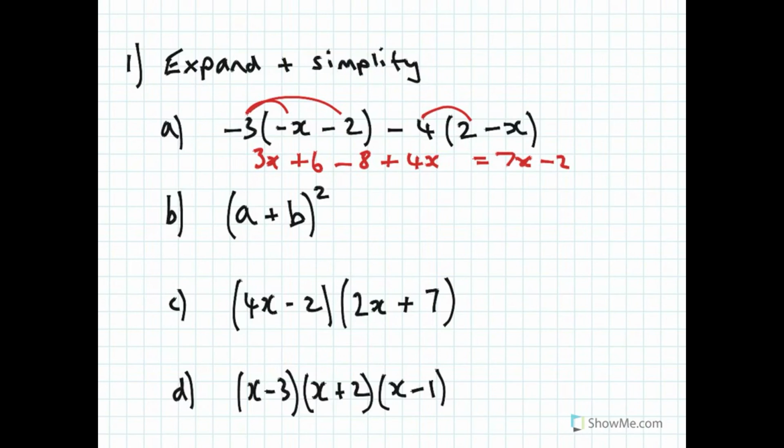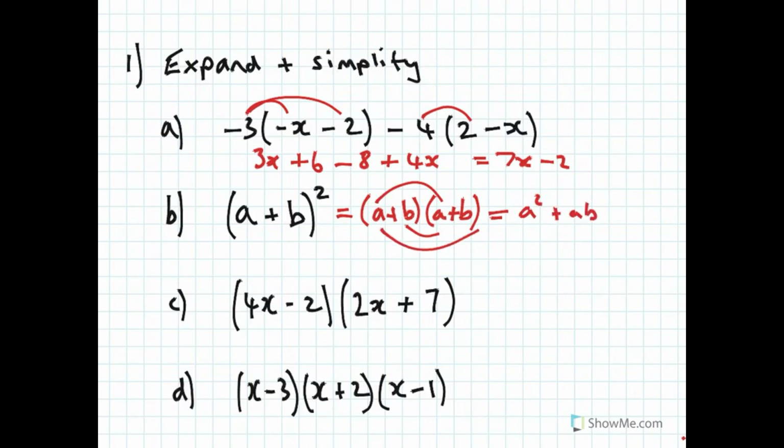On to part B. When you square something, times it by itself. A plus B, A plus B. There are a couple of students that got this wrong. You need to be careful with, you get 4 answers and then you collect them together. So A squared, remember I'm multiplying. That makes AB. That one also makes AB. So if you think about it, I've got 2 of them now. So I've got 2AB. And then finally, B times B is B squared. So that's the answer, and you can have that answer in any order you want.